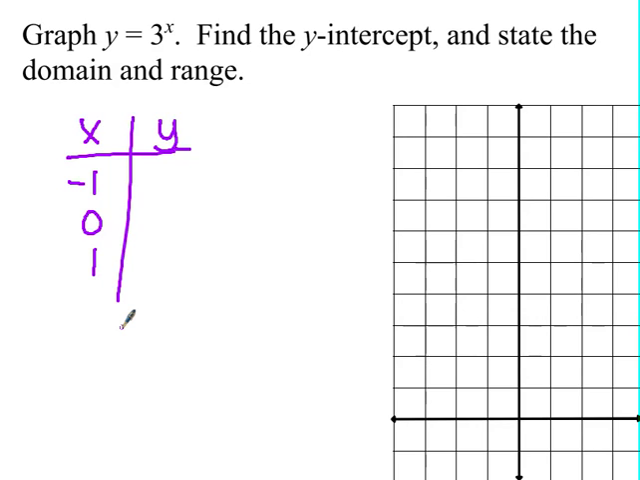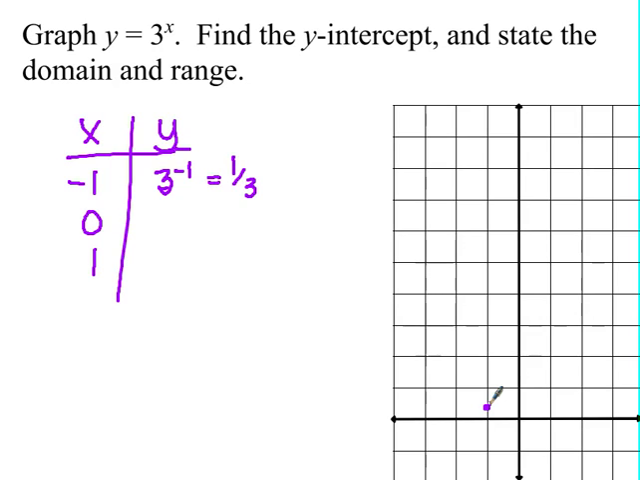Now, if I let x be -1, if I plug it into y, I get 3 to the -1 power. What is 3 to the -1 power? 1/3, right? Because that's like a fraction. So my ordered pair is at -1, +1/3. So how do you graph 1/3 up? You just put it about 1/3 of the way up.